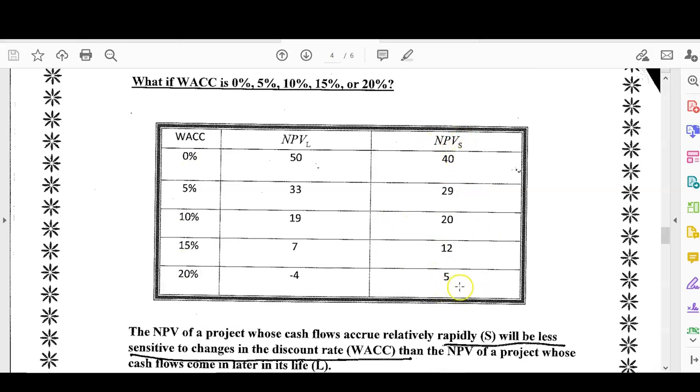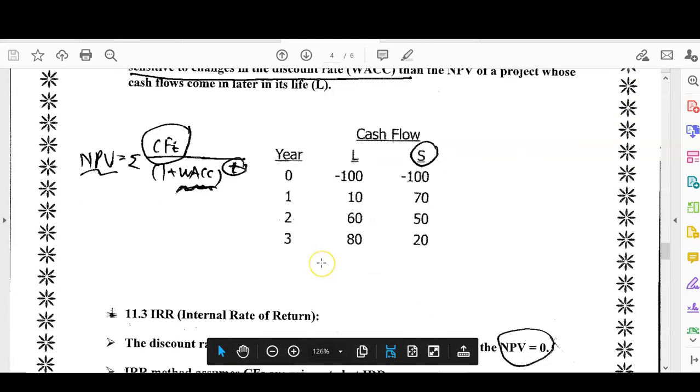So you can see the range is from 5 to 40 for S. But for L, the money comes later, T is larger, so any change in WACC would have a larger impact on NPV. You can see the range is from -4 to 50. Okay, there's a larger change.